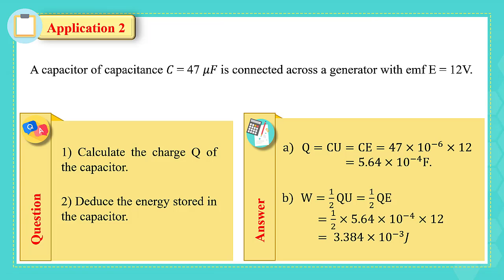In this case, I can use one of the three formulas that we have mentioned. Why? Because I know C, I know V, and I know Q. Here I've used W is equal to half Q times U, which will give 3.384 times 10 to the power minus 3 joules.